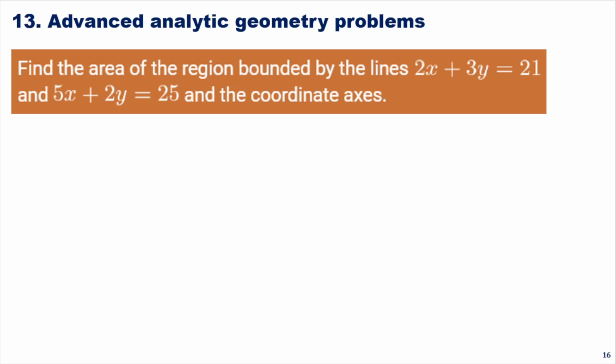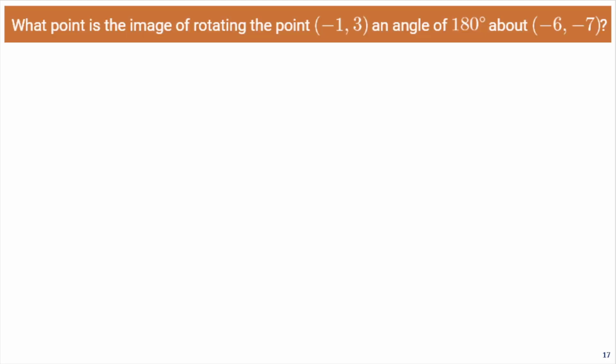Alright, last, we're going to have a look at some advanced analytic geometry problems. Okay, first question. Find the area of the region bounded by the lines 2x plus 3y equals 21 and 5x plus 2y equals 25 and the coordinate axes. Okay, first of all, let's try to find the location of these lines.